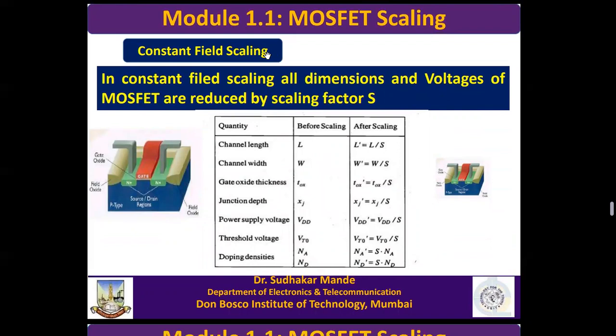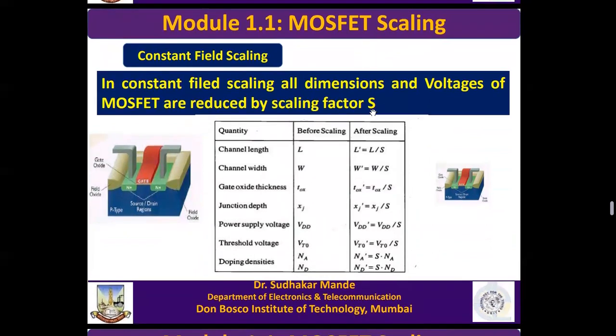Okay, so constant field scaling. What is meant by field? Field is nothing but electric field. It is given by V by L, where the unit is volt per centimeter. These are the dimensions of electric field.